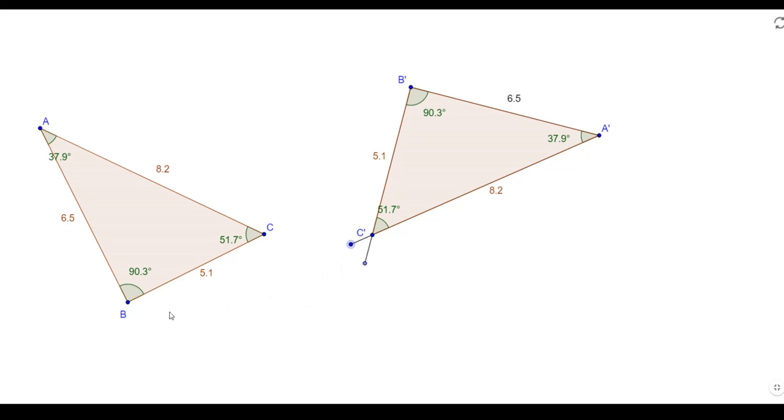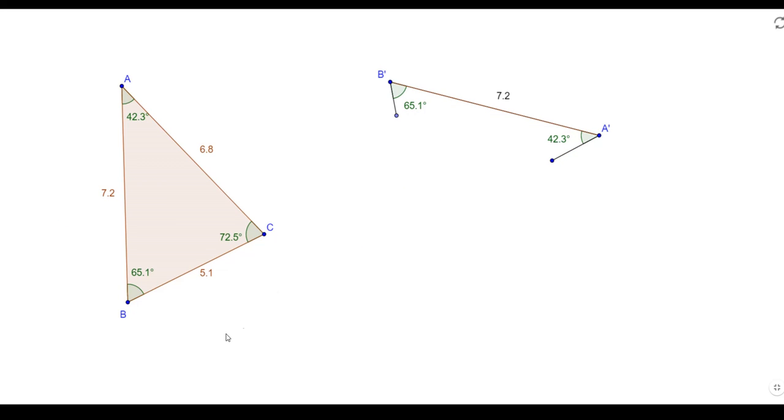So let's take a look and see what happened. Side BC measures 5.1, and look at the newly created B prime C prime, it also measures 5.1. And side AC measures 8.2, and A prime C prime also measures 8.2. And finally, angle C is 51.7 degrees, and angle C prime is also 51.7 degrees. So you see, when we extended these lines to intersect, these remaining two sides and third angle also ended up being congruent to their corresponding partners on the original triangle.